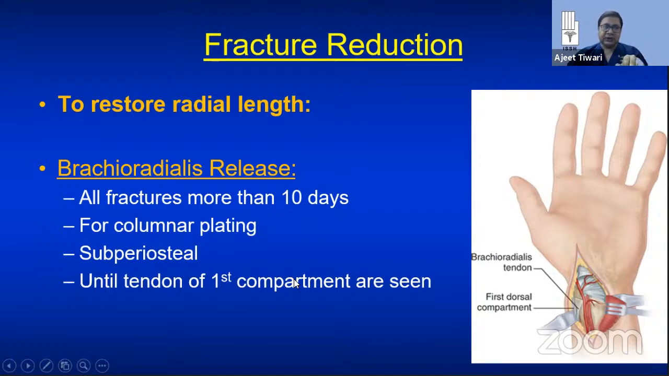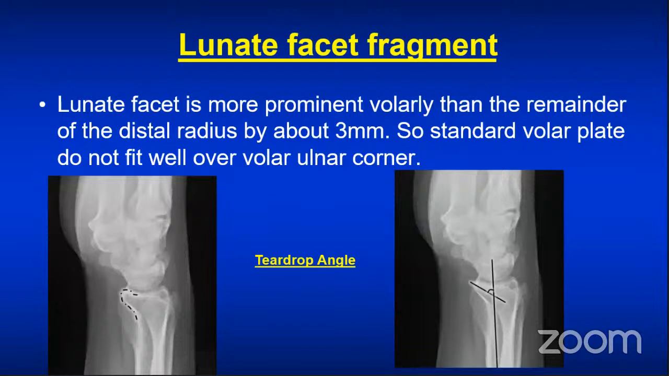Be close to the bone, subperiosteally, release it there, and then it will be much easier to reduce the distal radius fracture, because you can correct the radial length by this method. Once you reduce it, you temporarily stabilize with 2 K-wires, and then you apply the plate.